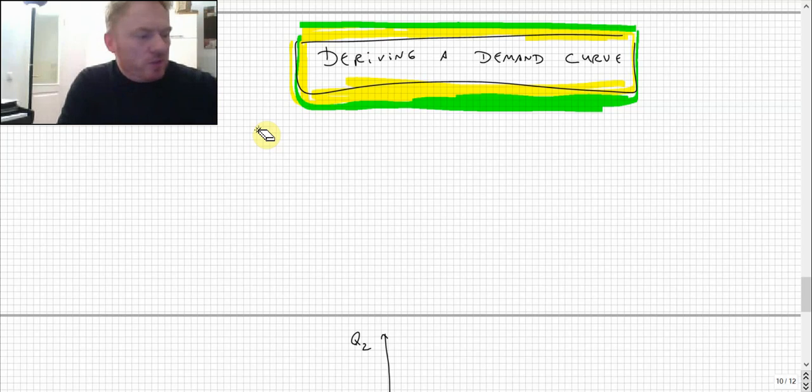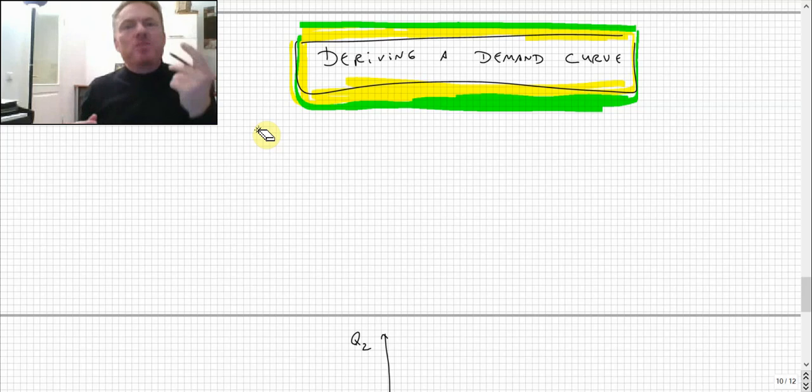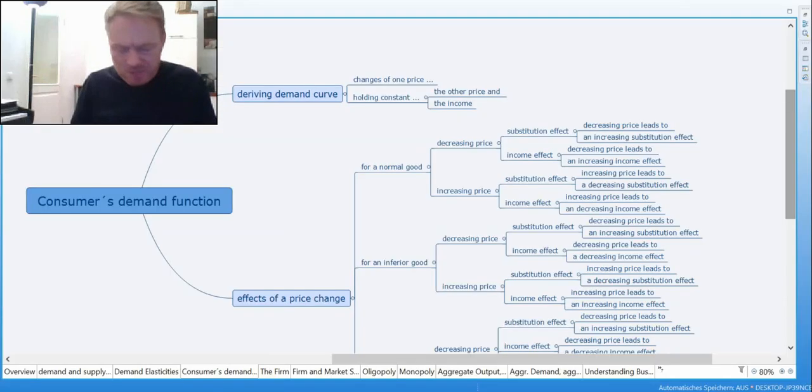This time we'll be talking about deriving a demand curve. We'll be dealing with the effects on the quantity demanded if the price goes up or if the price goes down, and considering the own price. So if a good's own price goes up, where does the quantity demanded go? Does it go down? Does it go up? And the result will be dependent on this.